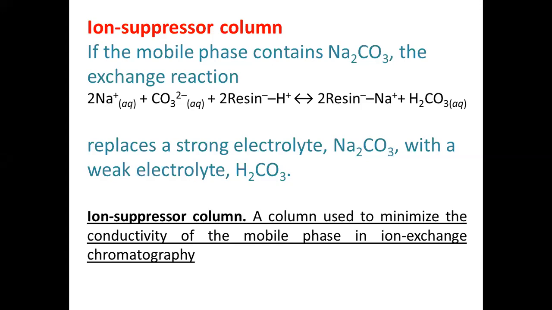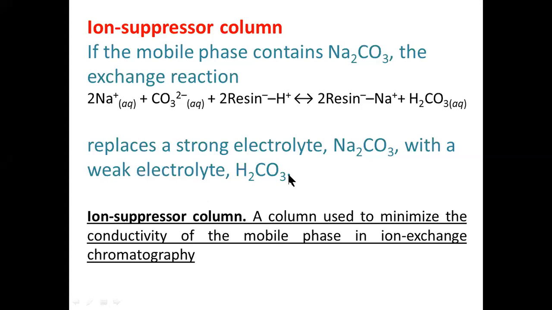So this will have negligible conductivity. So the mobile phase is not going to interfere during the detection of the solute based on the measurement by the electrical conductivity detector. So H2CO3, carbonic acid, is going to be a weak electrolyte. Therefore, our objective has been fulfilled, so that the background electrical conductivity of sodium carbonate is suppressed by means of this suppressor column, or ion suppressor column, or second column.